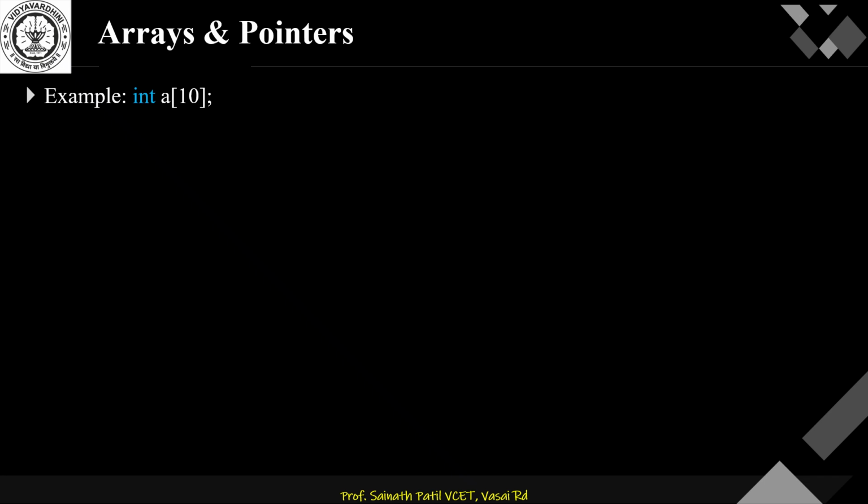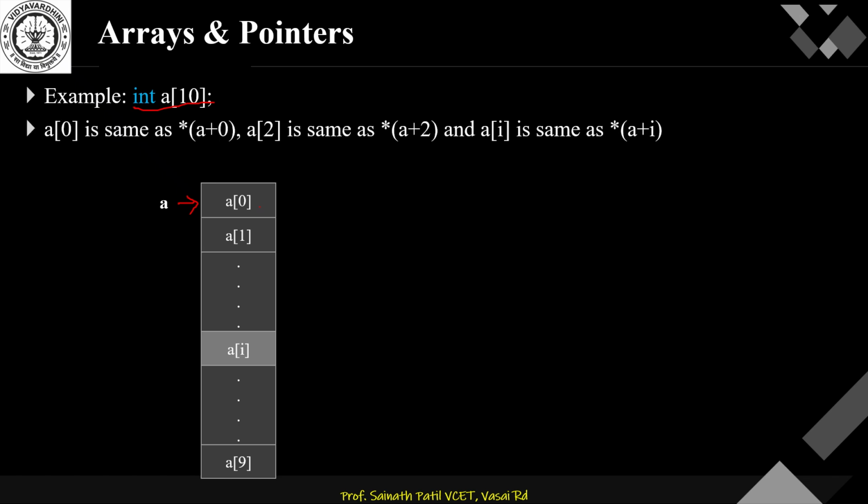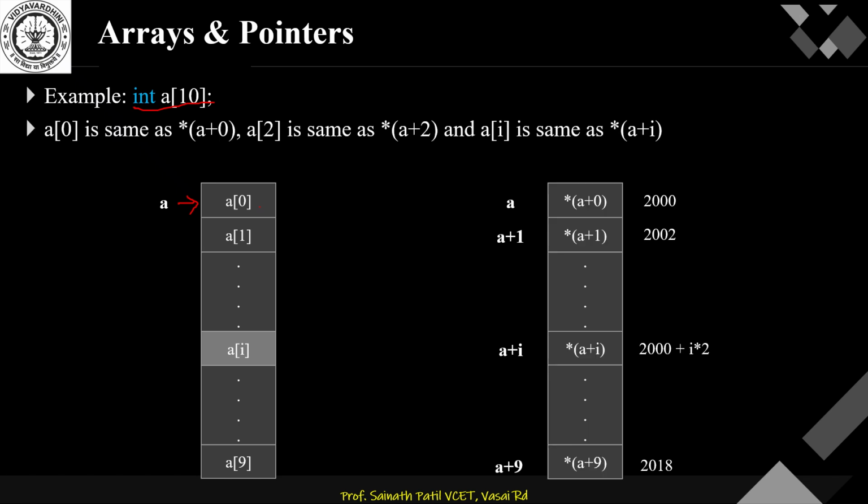For example, suppose I declare array int a[10]. That means 10 contiguous memory locations will be reserved, where a[0], a[1] and so on will be stored. And the array name a will point to the 0th element. That means a will hold the address of the 0th element. So a[0] is stored at, for example, suppose I consider 2000. 2000 is the base address.